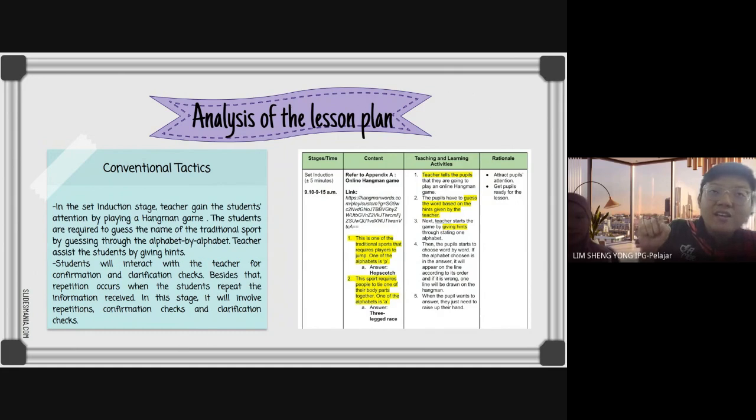Are you sure? Okay. If you are not sure, if you are sure, and then if the student gets it wrong, they get one line. They get one line to the hangman dying.